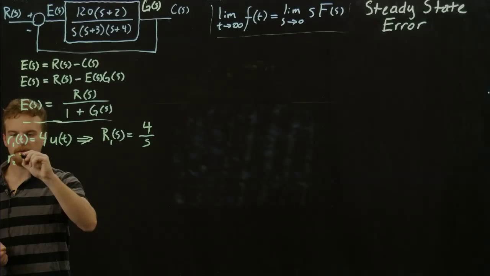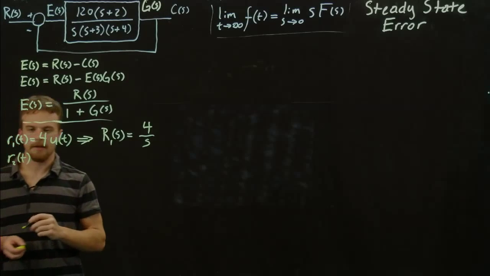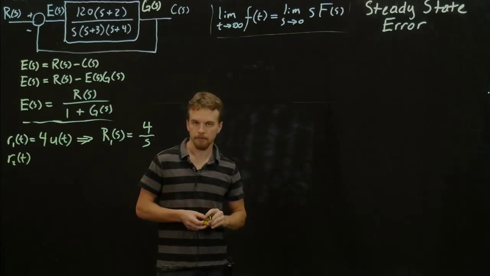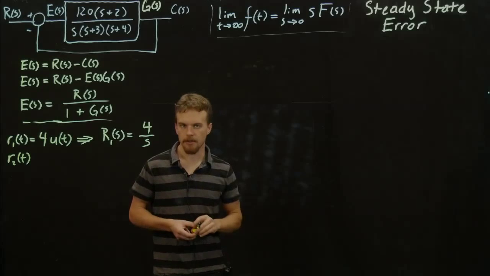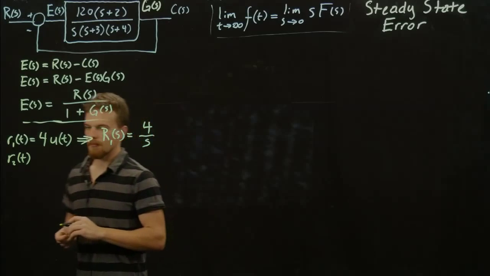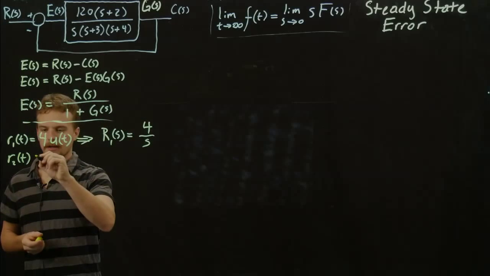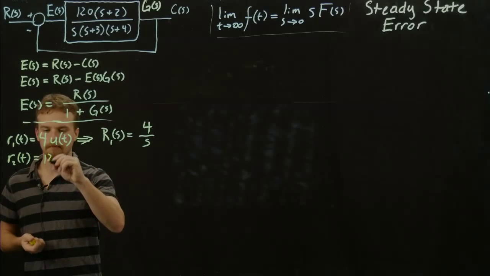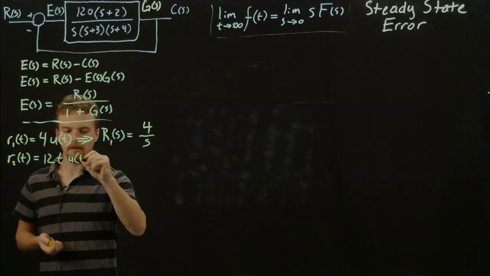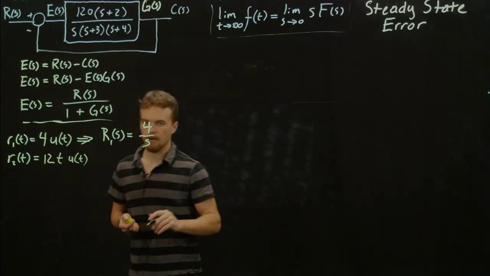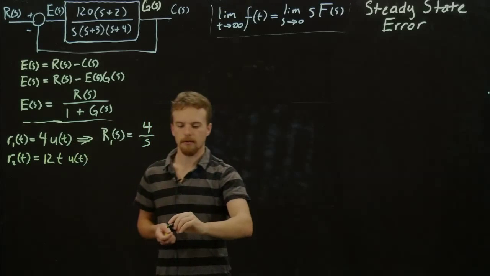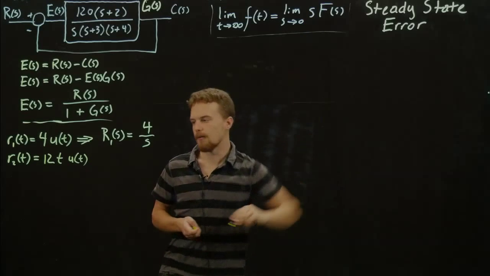Let's call R2 of t. Now let's increase the order, I guess we could think of it as. You'll see it directly increases the order in the Laplace domain. Let's say that we have an input 12t times u of t. So this would be a ramp input with a slope of 12 starting at t equals 0. So our input would just continually grow.